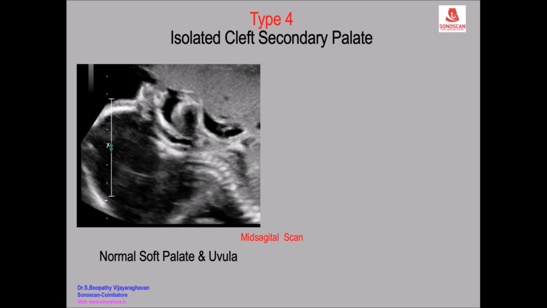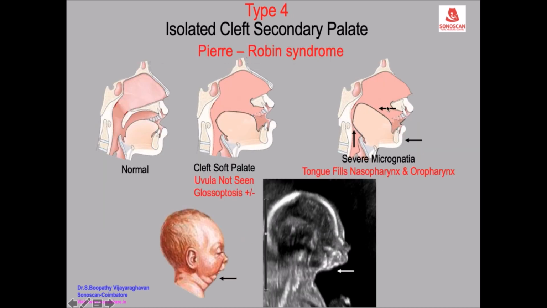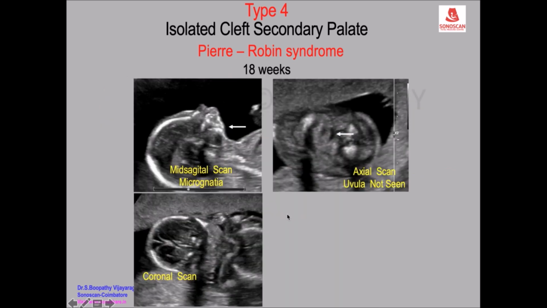So whenever you see micrognathia and polyhydramnios, we must rule out cleft secondary palate, and you have to take the mid-sagittal scan. Here you see the normal soft palate and uvula, whereas here you see that the tongue fills the nasopharynx and the oropharynx, and it remains always. So you fail to see a fluid-filled nasopharynx. In coronal scan, you see the nasopharynx, there is no fluid at all. It's completely filled with tongue and remains filled with tongue.